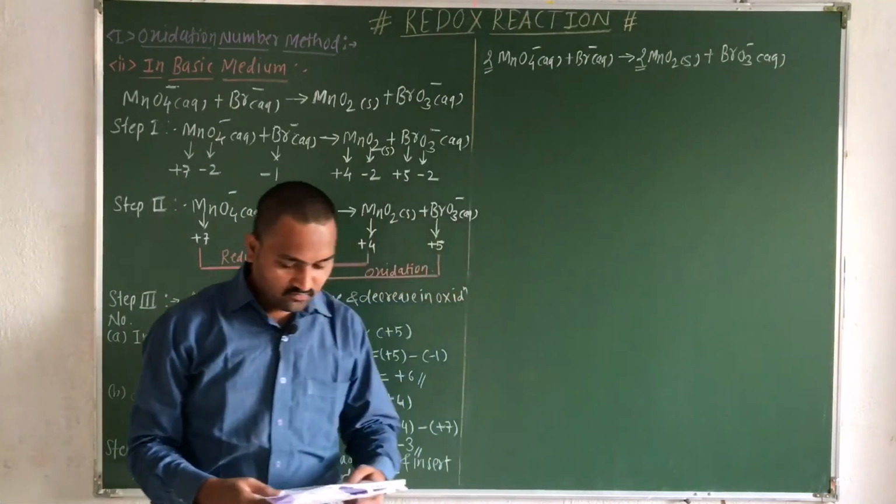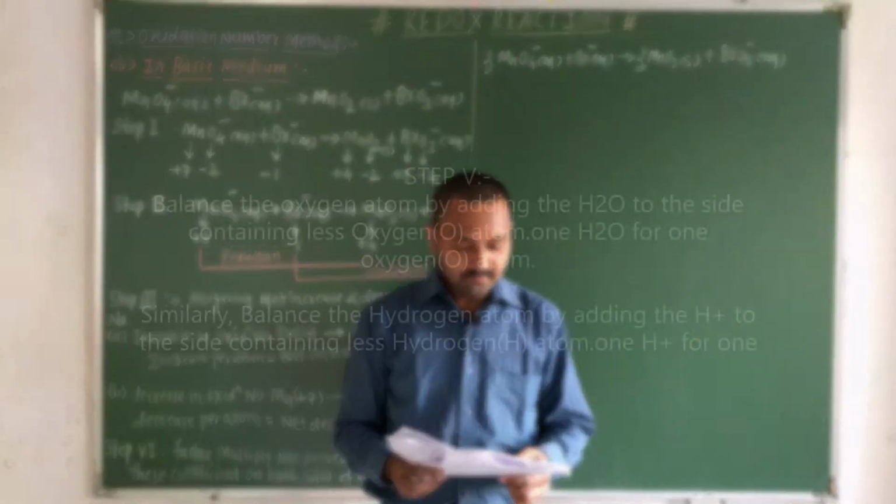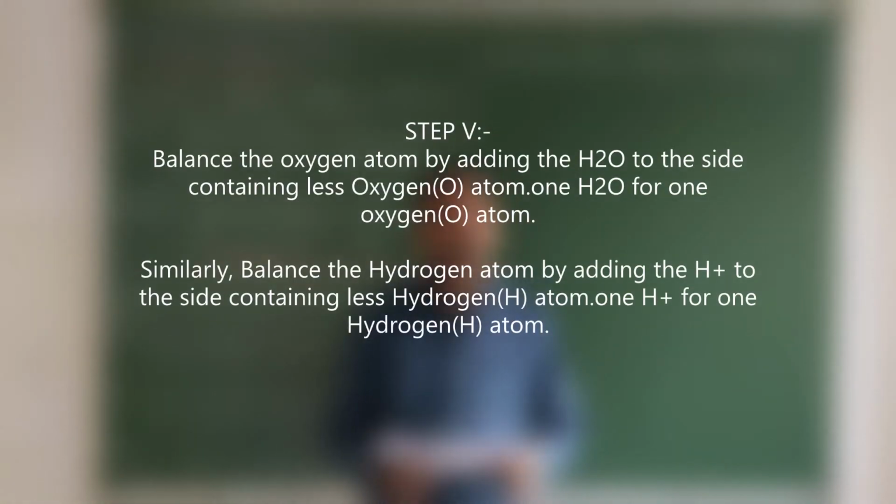Now let us go to the next step. Step number five says: balance the oxygen atoms by adding H2O to the side containing fewer oxygen atoms, one H2O for one oxygen atom.